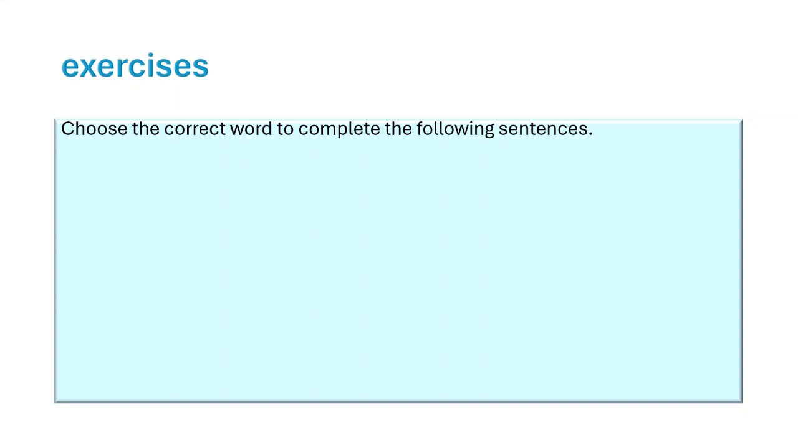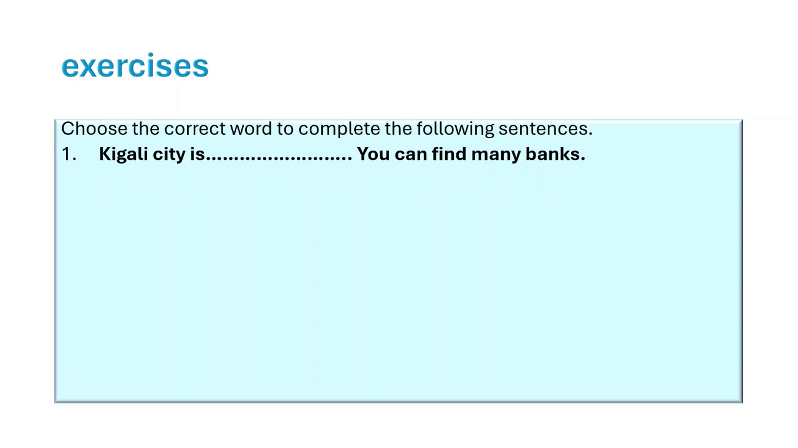Let us see exercises. You will choose the correct word to complete the following sentences. Dear viewer, write the answer in the comment section. I will give you marks accordingly. Number 1. Kigali City is dash you can find many banks. A. That. B. When. C. Which. D. Where. What is the best answer?